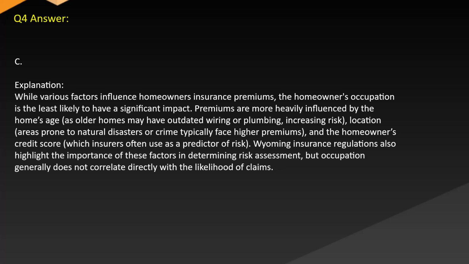Answer. C. Explanation. While various factors influence homeowners' insurance premiums, the homeowner's occupation is the least likely to have a significant impact. Premiums are more heavily influenced by the home's age, as older homes may have outdated wiring or plumbing, increasing risk. Location, as areas prone to natural disasters or crime typically face higher premiums, and the homeowner's credit score, which insurers often use as a predictor of risk. Wyoming insurance regulations also highlight the importance of these factors in determining risk assessment, but occupation generally does not correlate directly with the likelihood of claims.